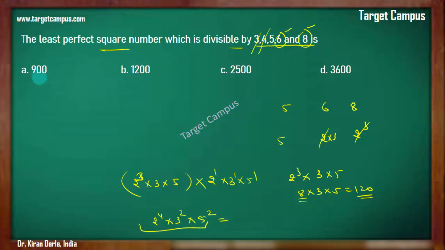Or else you can always go with the options. As I said, you can always go with the options. Is this divisible by 8? I don't think it is divisible by 8, right? So let's check what we are getting. This is 16 into 9 into 25. 25 into 4 is 100, into 4 is 400, 9 into 4 is 36. 36 is the least perfect square which is divisible by this. I hope this is pretty much clear.